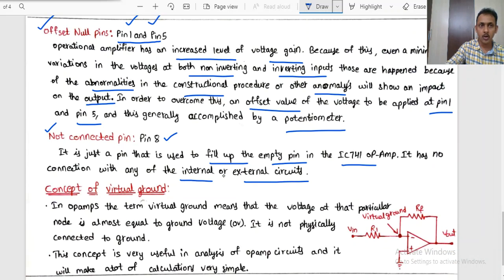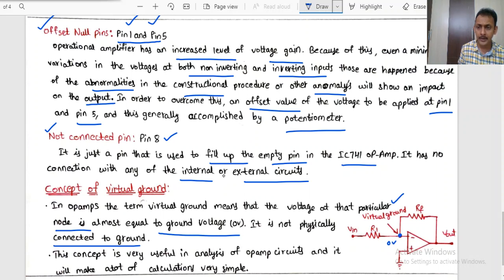Coming to the concept of the virtual ground: what does it mean? The voltage at a particular node is almost equal to the ground voltage, 0 volts, but it is not physically connected to the ground. Such a node we call a virtual ground. For example, here this node is called the virtual ground, and its potential is maintained at the ground potential, 0 volts, but it is not really connected to the ground.